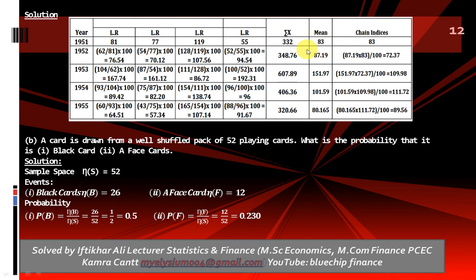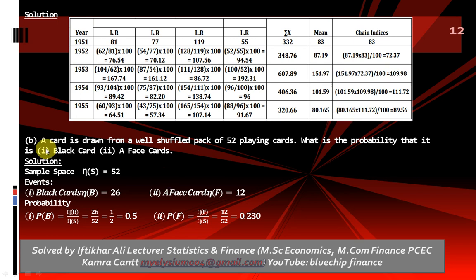In this way we can calculate the mean for each time period, and finally we can obtain the chain indices. The formula for chain indices is the previous chain multiplied by current link relative divided by 100. For the first period we don't have the previous chain, so the same value should be taken as chain index. From the second time period, previous chain 83 multiplied by current average 87.19 divided by 100 gives a chain index of 72.73 for 1953. Previous chain 72.37 multiplied by current average 151.97 divided by 100 equals 109.98, and so on.